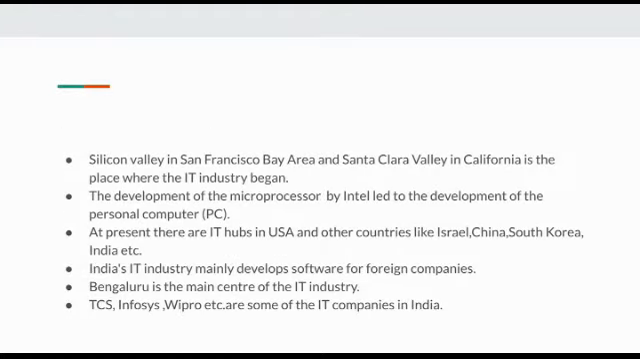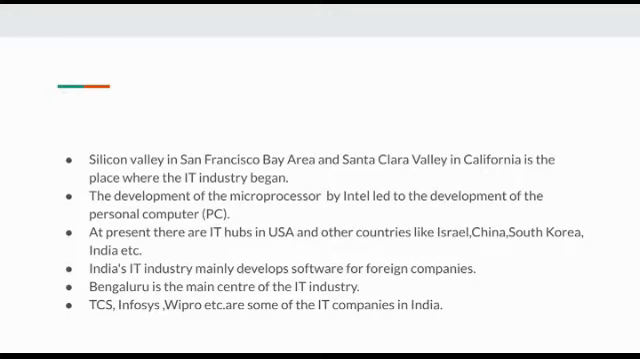Okay. Then where did the first IT industry begin? Silicon Valley in the San Francisco Bay Area and Santa Clara Valley in California is the place where the IT industry began. We can also see that Apple, Google, Facebook, all these companies started in California, America. And the development of the microprocessor by Intel led to the development of the personal computer.